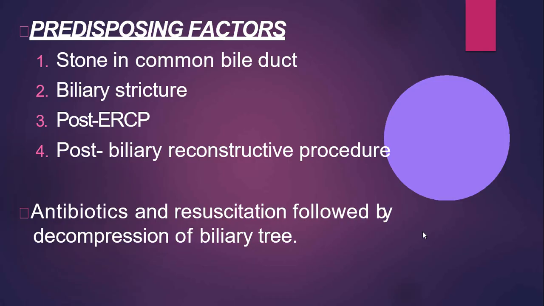Now what are the predisposing factors? Stone in the common bile duct, biliary stricture, so a small stone may cause complete obstruction, or sometimes post ERCP. Why post ERCP? Post ERCP you may damage the pancreatic duct or bile duct, resulting in edema and obstruction. Also post biliary reconstructive procedures. Now treatment is antibiotics and resuscitation followed by decompression of the biliary tree.